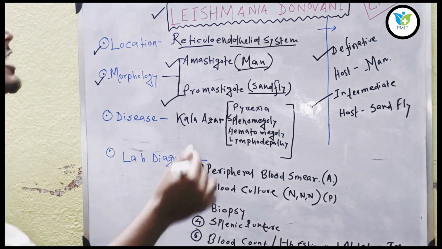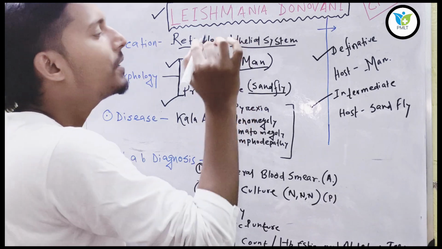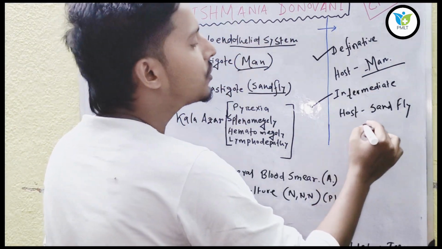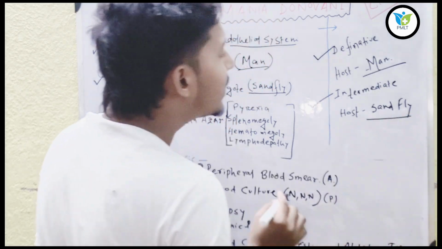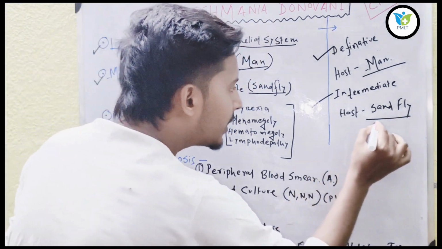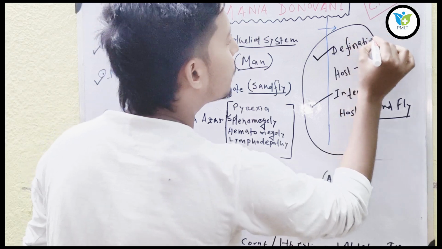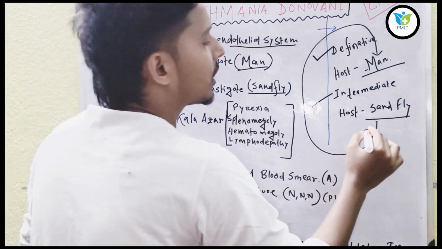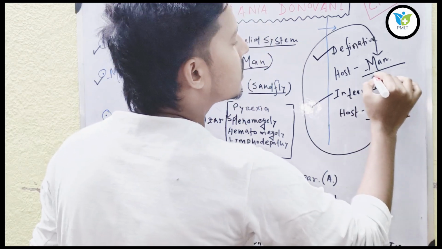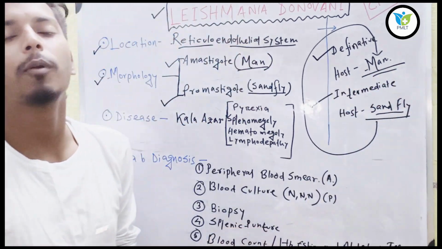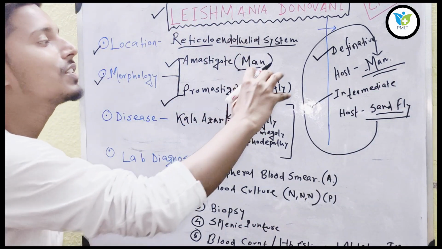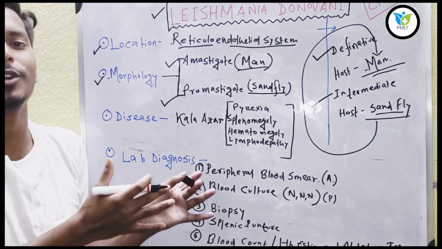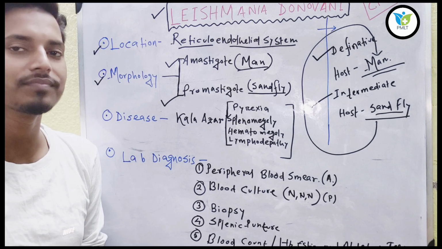In the case of Leishmania donovani, the definitive host is the human and the intermediate host is the sand fly. So the life cycle occurs from the sand fly to human beings. Basically, the parasite belongs to two bodies: the sand fly's body and the human's body. Understood? That is the basic life cycle. We will discuss the life cycle in another class, as it's not possible to cover everything in one class.